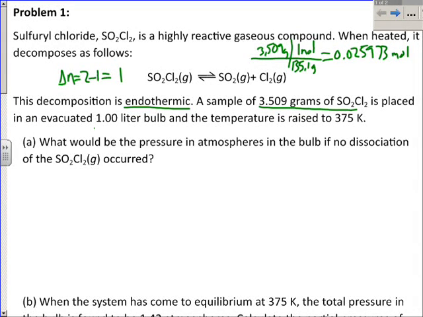Also notice they give me the volume is 1 liter, which tells me that's the molarity of our reactant. And it also tells me the temperature is in Kelvin, which is what we need if we're doing Kc, Kp stuff or PV = nRT stuff, so that looks good. So those are the things you should notice at the beginning of the problem.